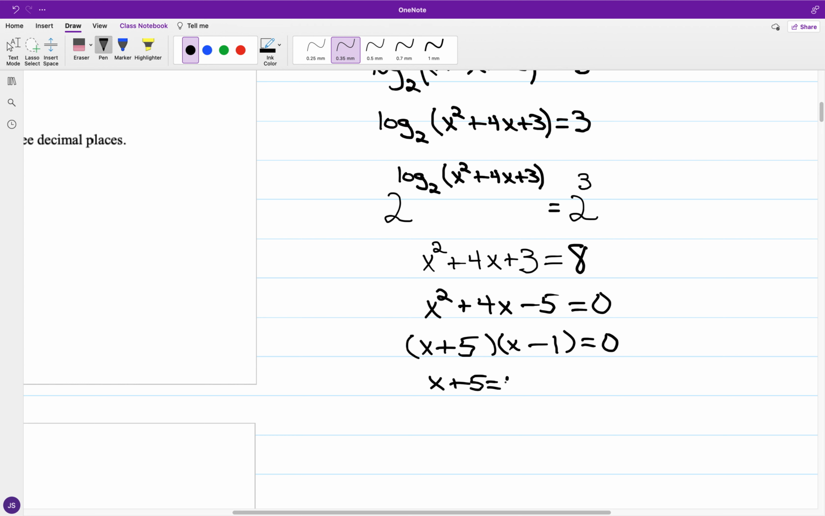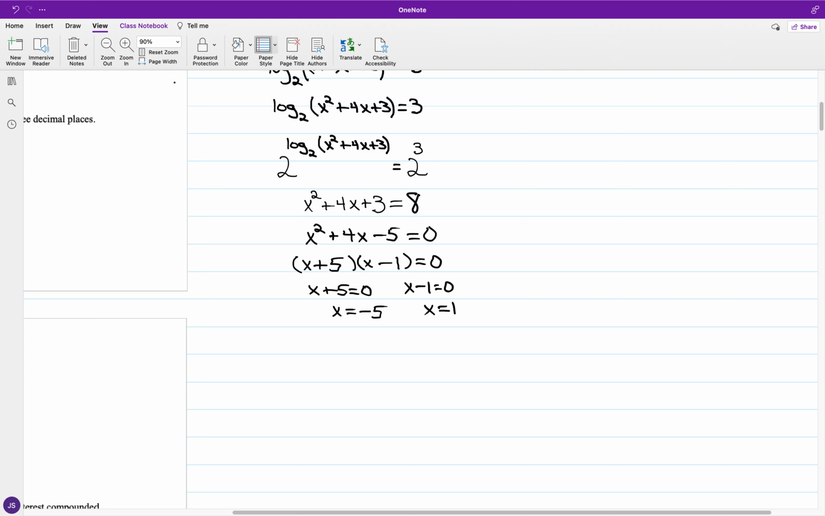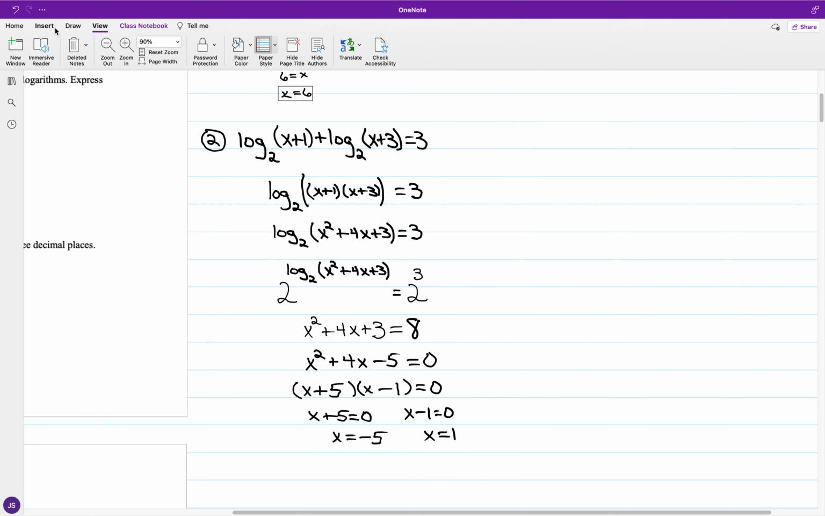And looking at applying the zero product property, so setting each of the factors to 0. Okay, if x plus 5 is 0, x is equal to negative 5. And if we have x minus 1 equal to 0, well, we have that x is equal to 1. Now, looking at what we have for the apparent solutions.